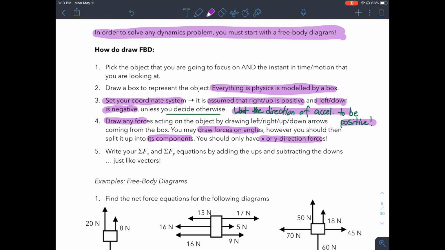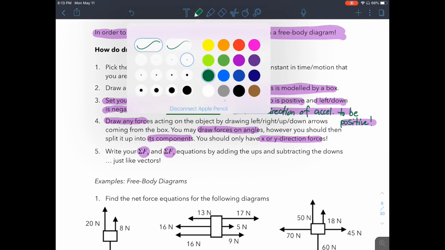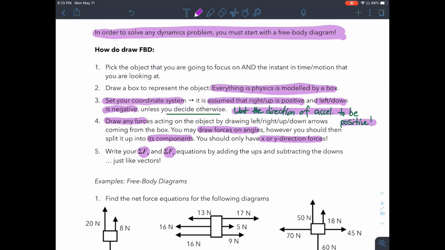Once you have all your forces drawn, now you can write your sum of the forces in the X direction and the sum of your forces in the Y direction equations. If this sounds like a vector collector, that's all it is, okay? It's just a different way of looking at it, okay? Very, very similar, but slightly different, okay?